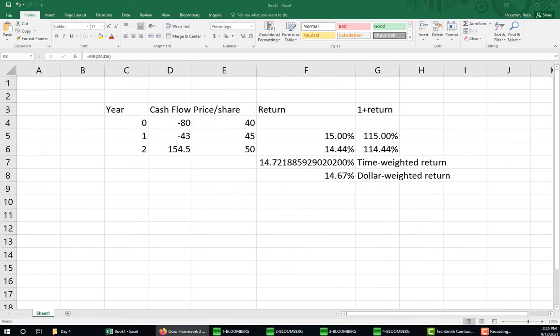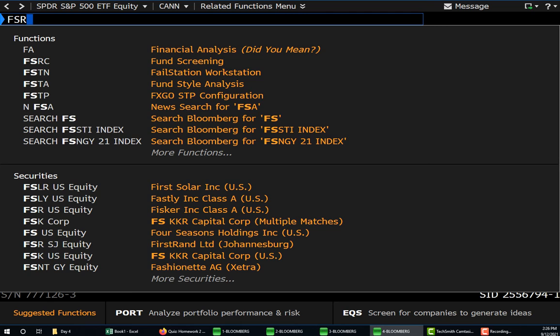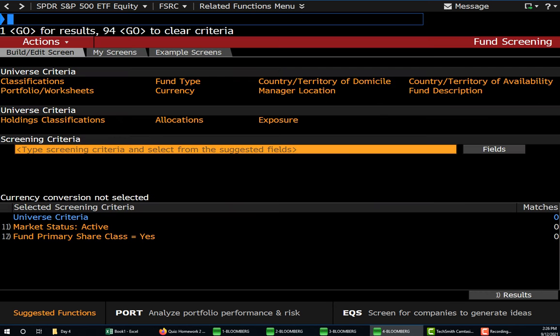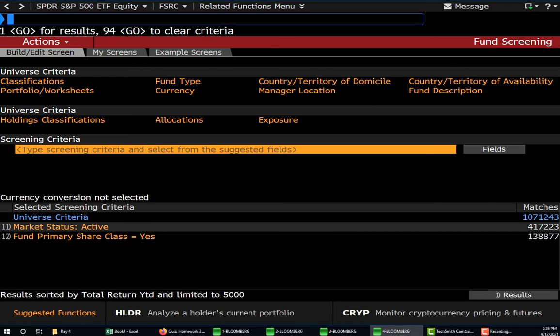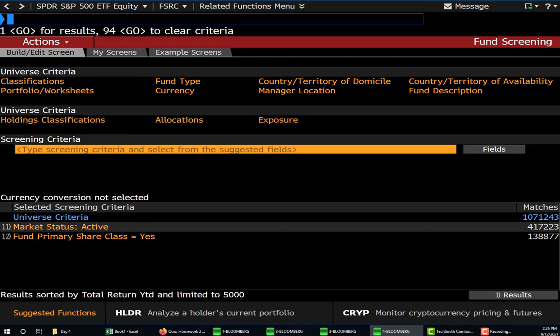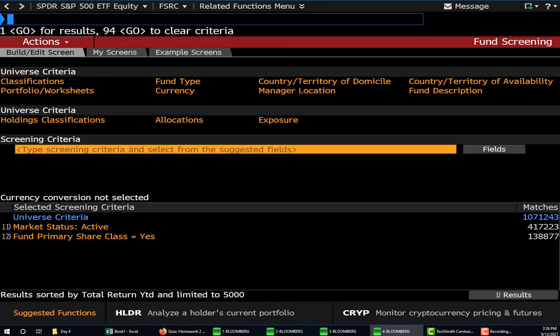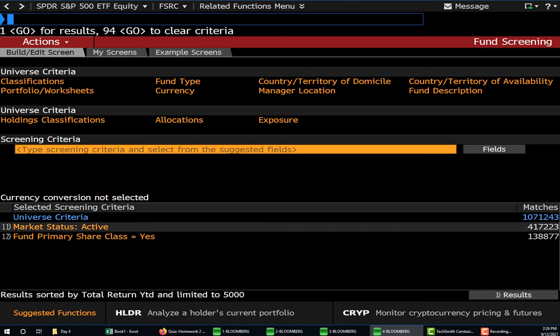So I'll go over to Bloomberg, and I'll use the FSRC function to screen for funds. And notice here that already we have two screens. The funds that we have here, about 417,000 are active, and about 138,000-ish have the primary share class.